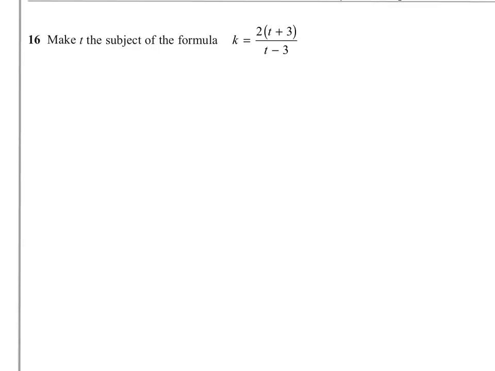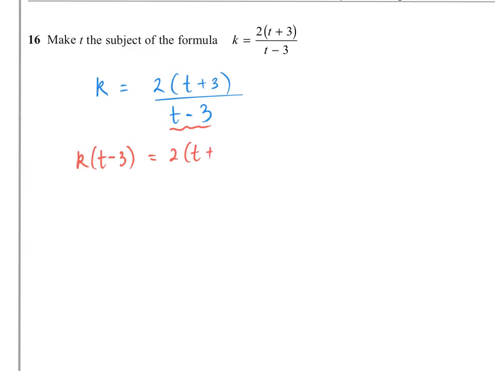Question 16. Here we have to make t the subject of this formula. So let's have a look. The first thing we can do is multiply both sides by t minus 3. Let's then multiply out the brackets.